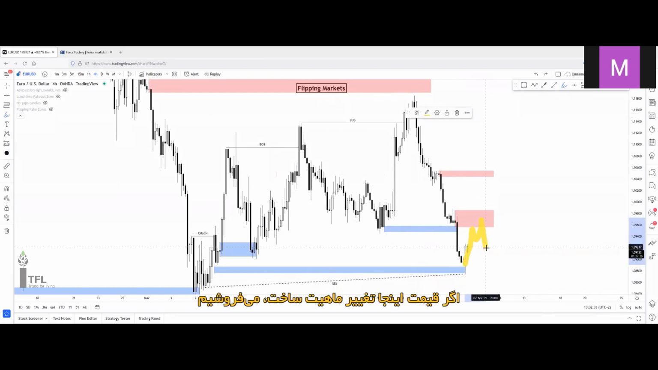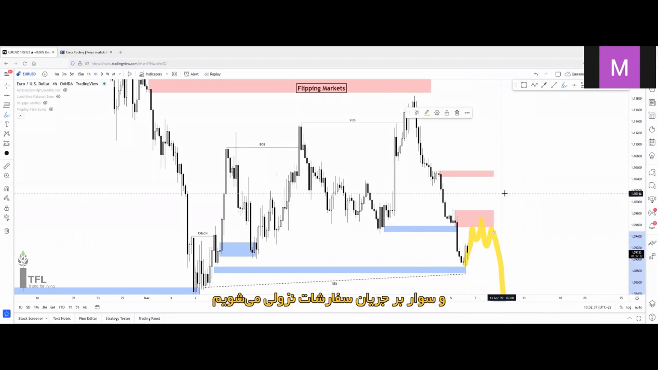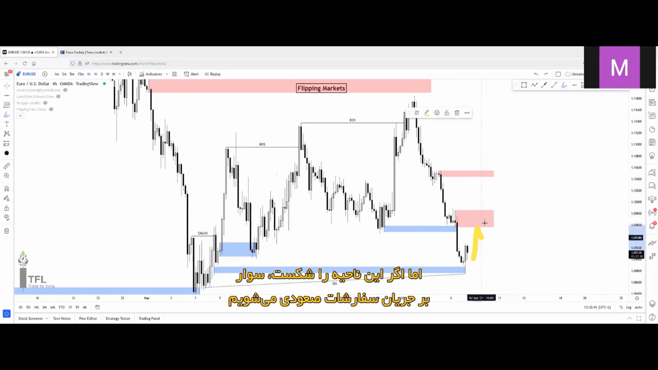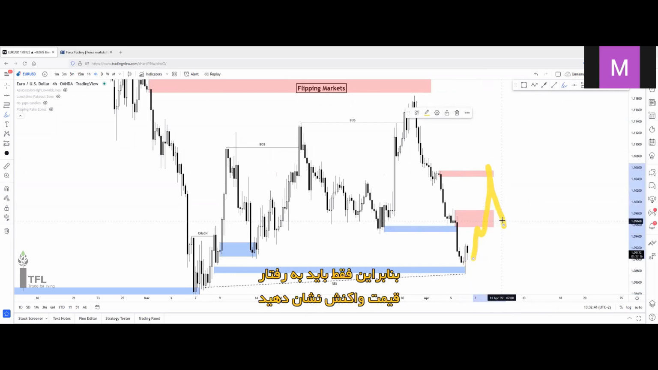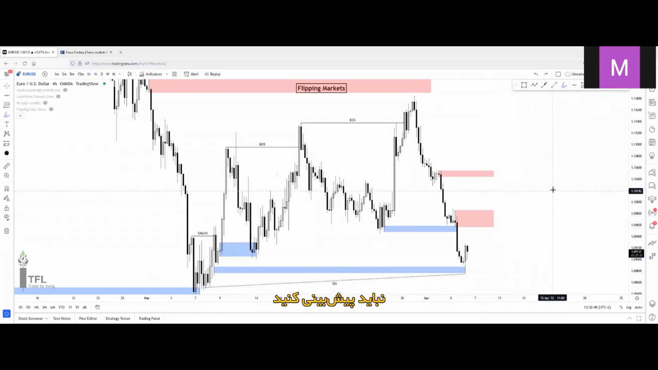If price creates a 15-minute change of character right here, we are right in our expectation of short order flow to the downside. But if price breaks above this zone, we are right in our expectation of long order flow to the upside. So it's all about reaction. It's all about how you react on what price is giving you, right? You don't have to predict shit.